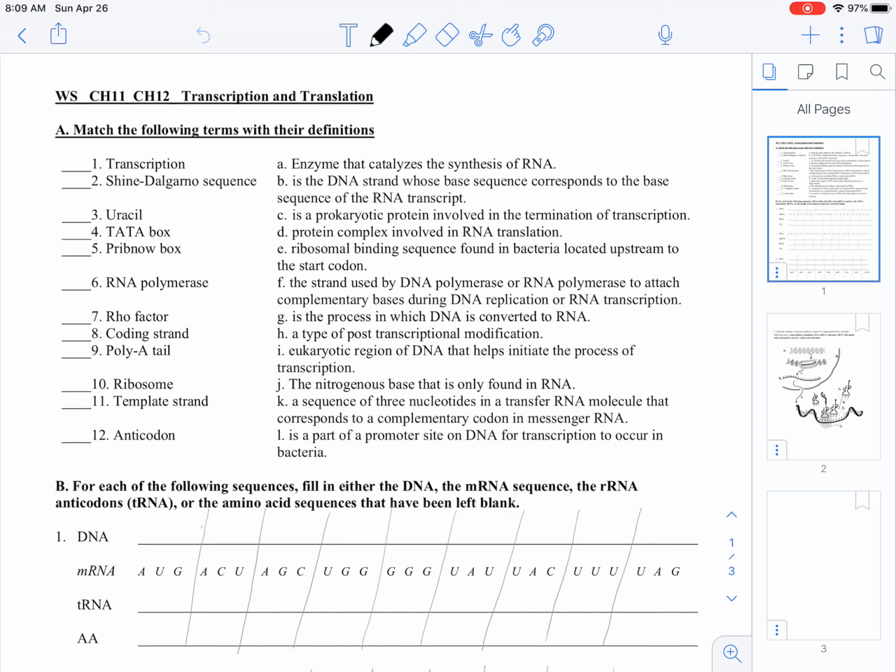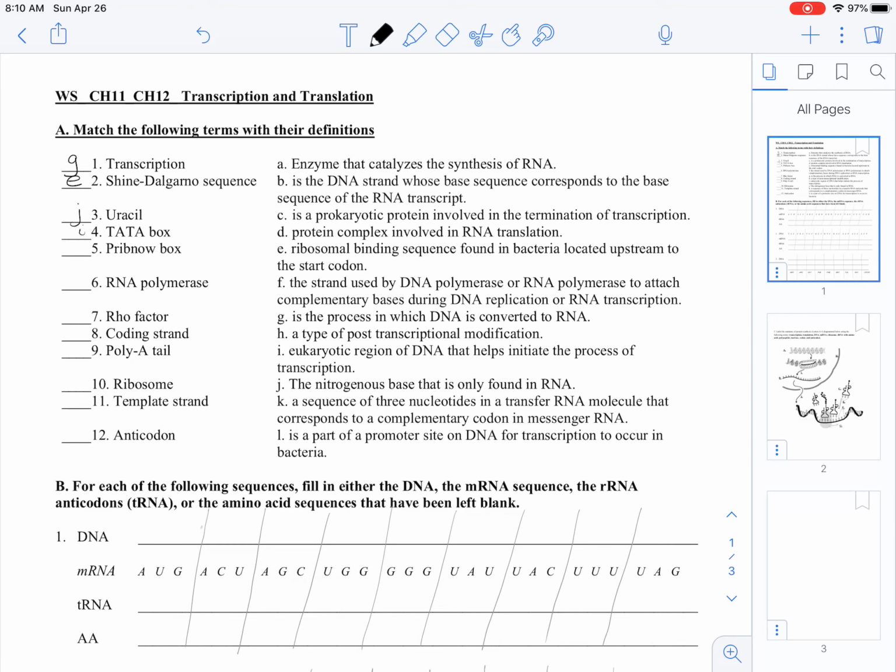Transcription is going to be the letter G, which is the process by which DNA is converted to RNA. Number 2, the Shine-Dalgarno sequence, is going to be the letter E, which is the ribosomal binding site that is found in bacteria and is located upstream to the start codon. Number 3 is going to be J, which is the nitrogenous base that is only found in RNA.